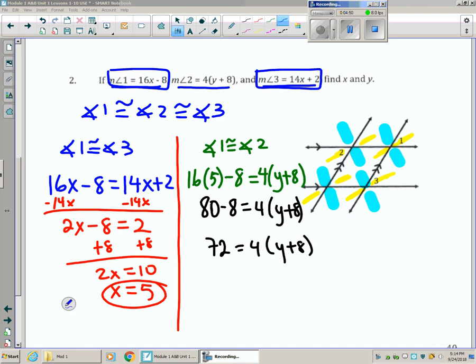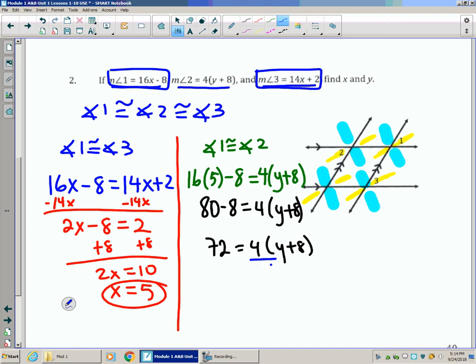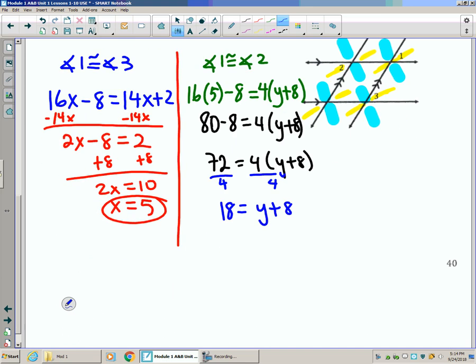So this is so far what I have. Now you have two options. You could distribute the 4, or you can just divide it by 4 on both sides. We can say 72 divided by 4 is just 18, and we get that y plus 8 right here. Oh, it should be a y. We subtract 8 from both sides, just a little more algebra, and then you can find out that y in fact is equal to 10.